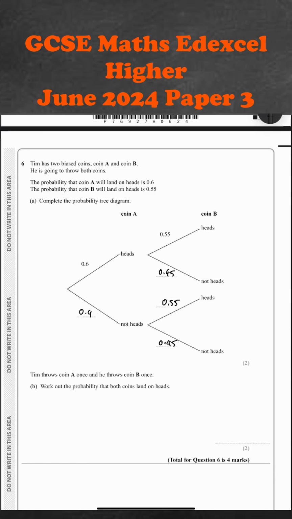Tim throws coin A once and he throws coin B once. Work out the probability that both coins land on heads. That's just going to be this probability multiplied by this, as this is heads and this is heads. 0.6 times 0.55. Again, do that on my calculator. We get 0.33.